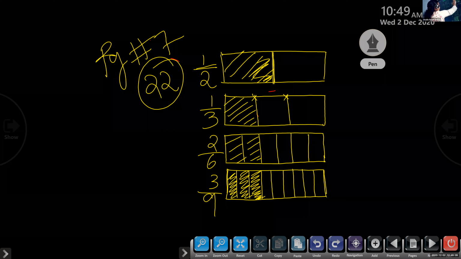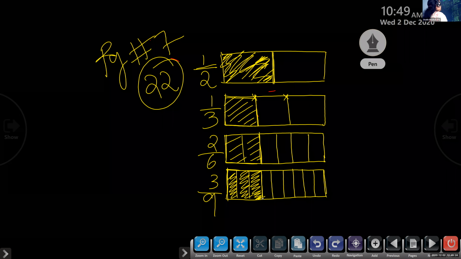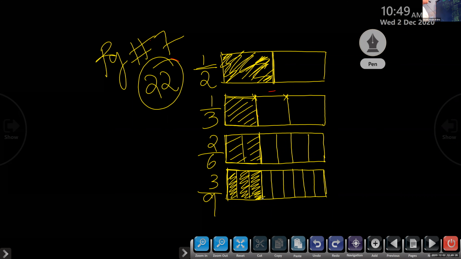You can easily identify from the picture which part is bigger and which parts are the same length. Draw all the equal parts and identify from the picture which part or which fraction is bigger.